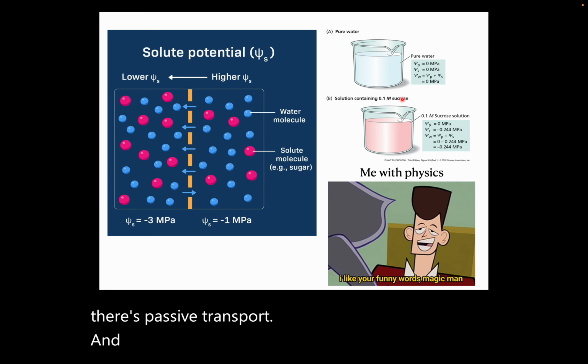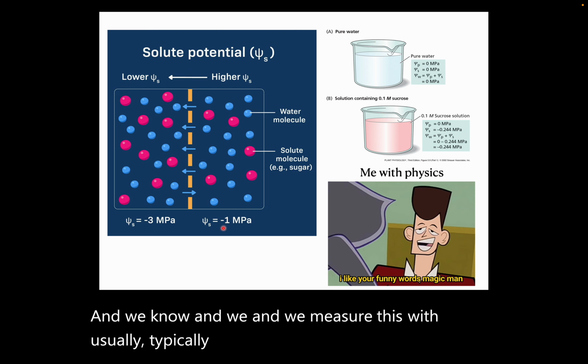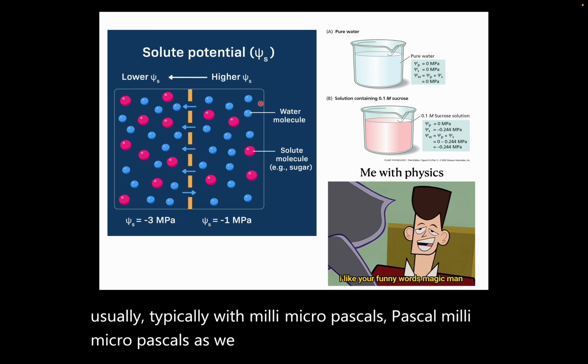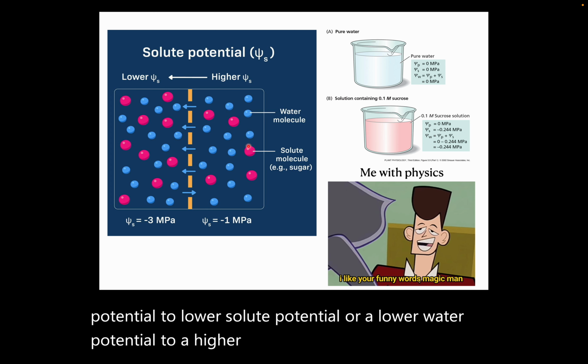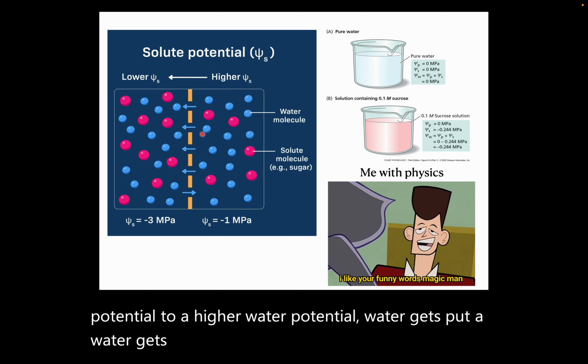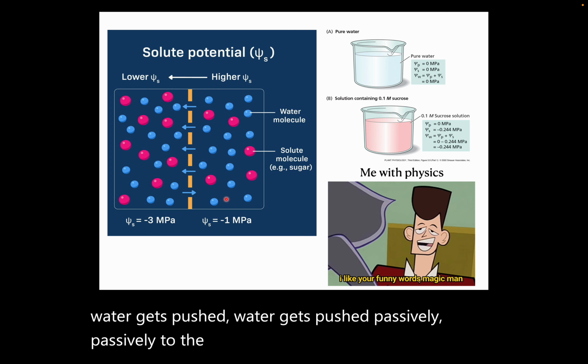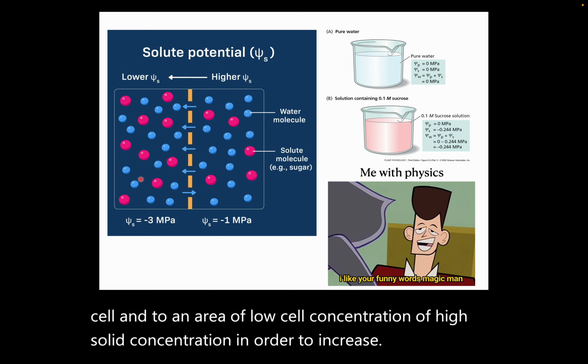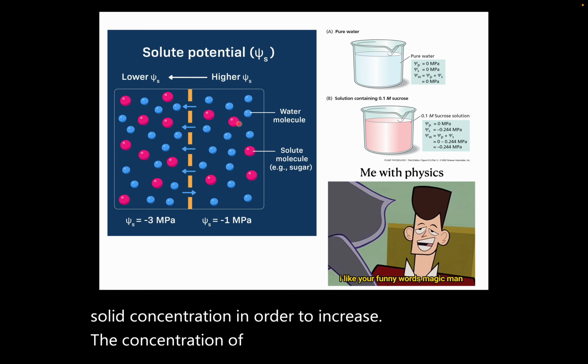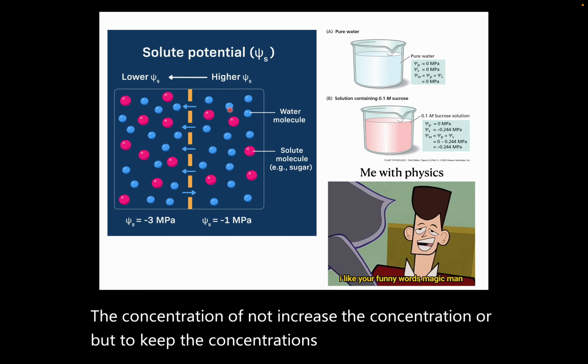And we typically measure this with megapascals, as we have higher solute potential to lower solute potential, or a lower water potential to a higher water potential. Water gets pushed passively to an area of high solute concentration, not to increase the concentration, but to keep the concentrations consistent throughout.